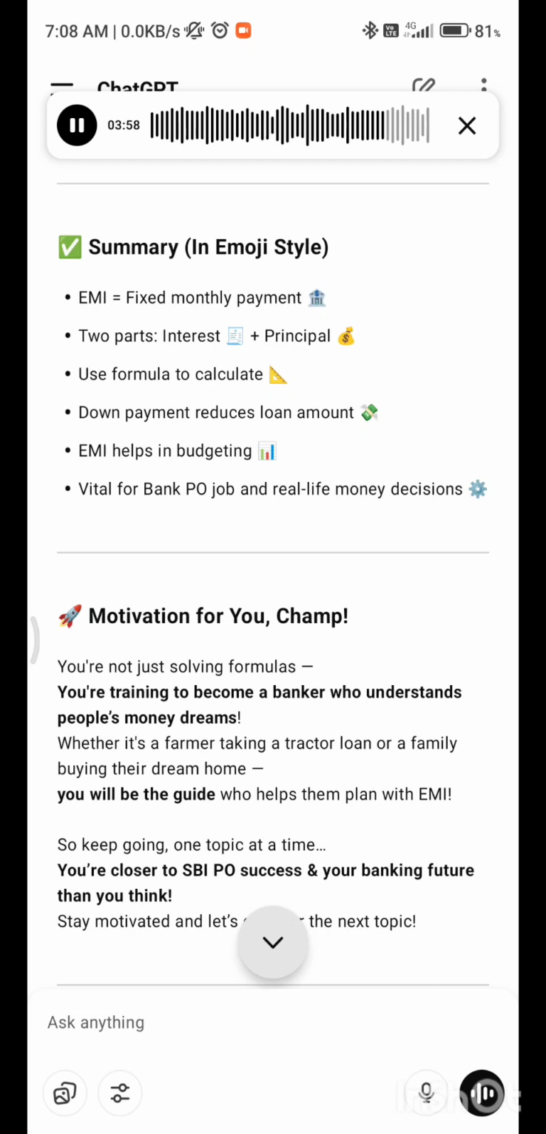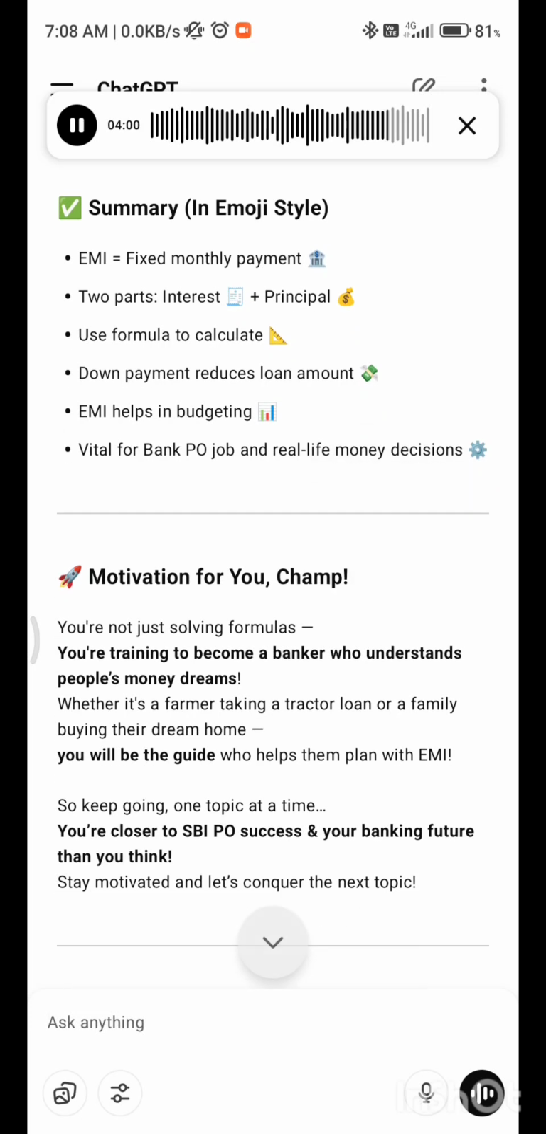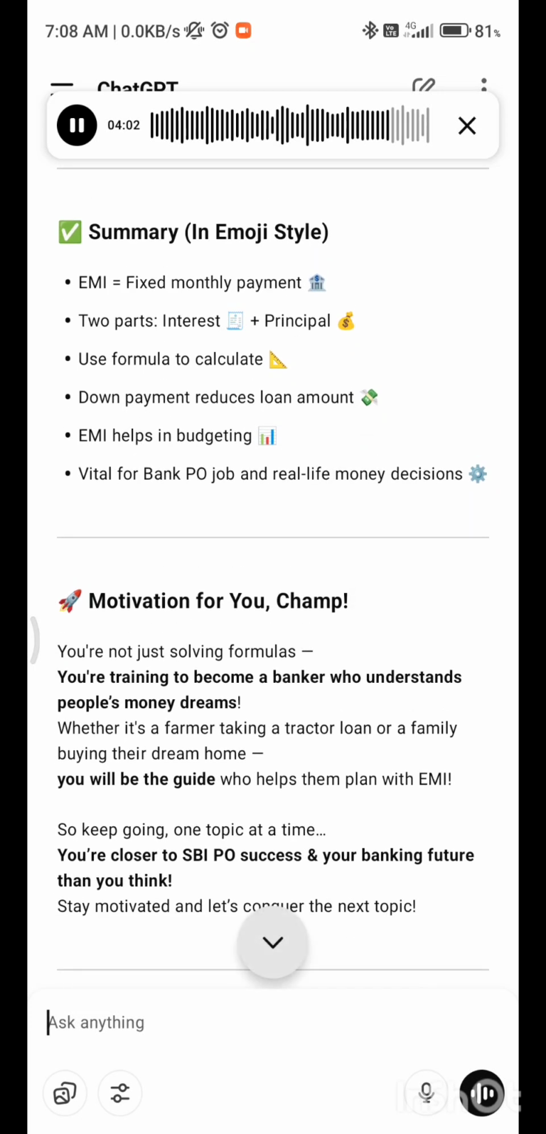Summary in emoji style. EMI equals a fixed monthly payment. It has 2 parts, interest plus principal. Use the formula to calculate. A down payment reduces the loan amount. EMI helps in budgeting. It is vital for the bank PO job and real-life money decisions.